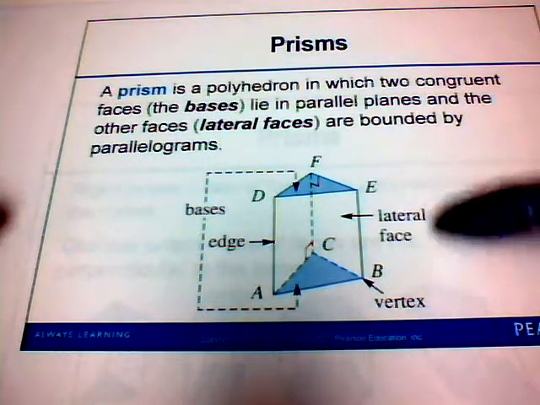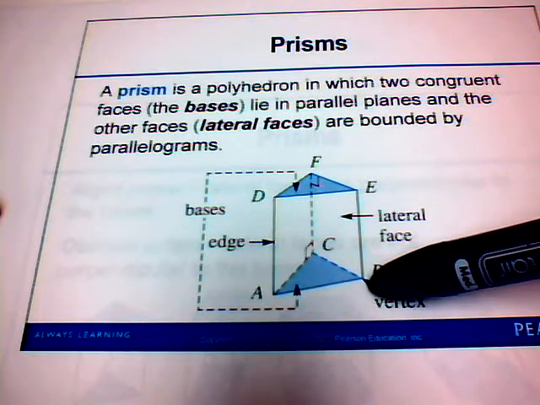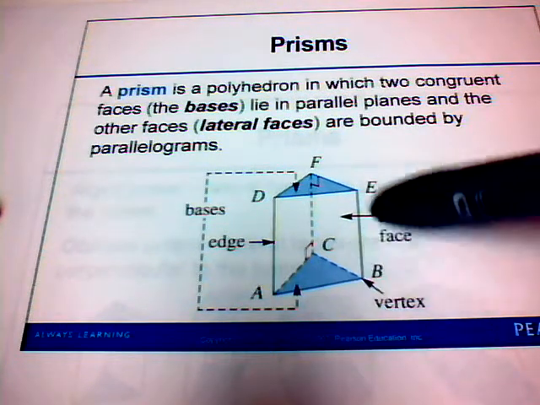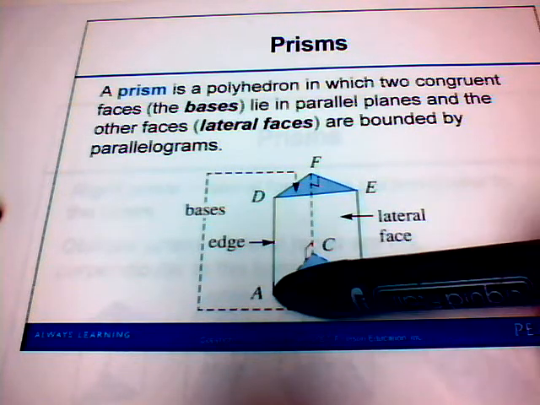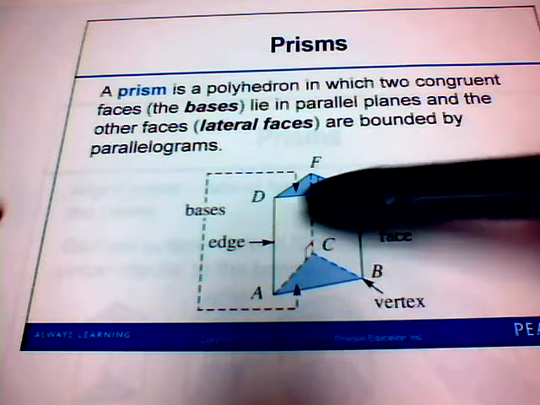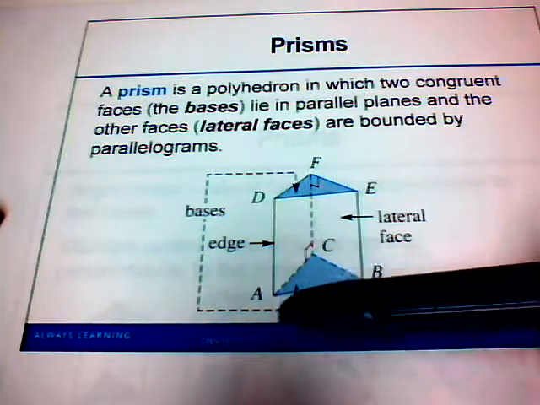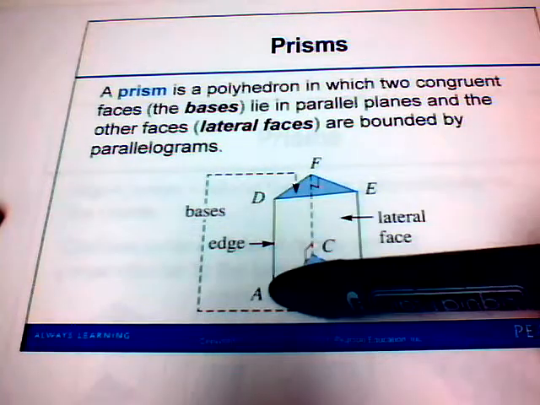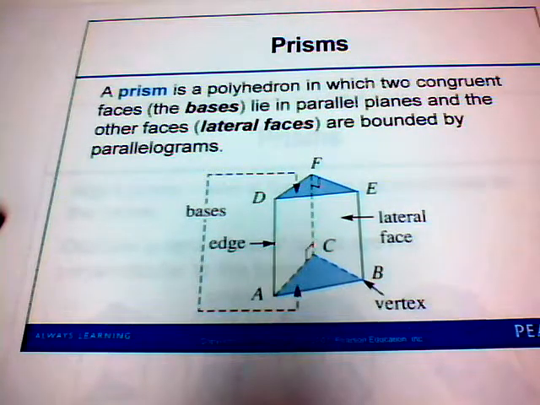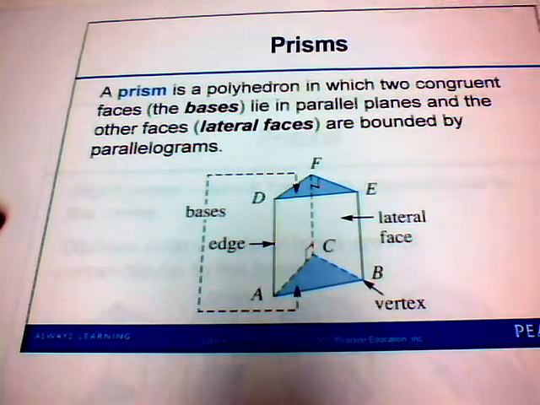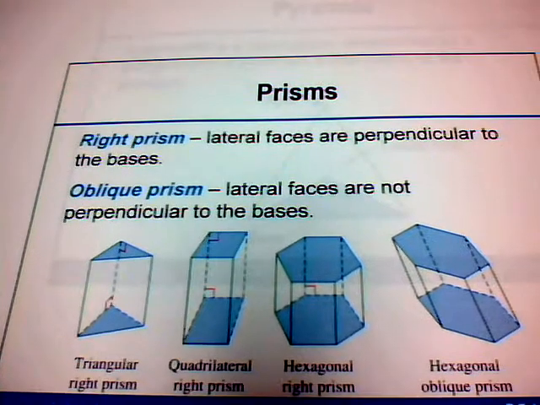Now again, this may be difficult to see from a 2-dimensional view. But in this case here, you do have 3 lateral faces. And you also have vertices. And then you have edges of that prism, like line segment AD is an edge. Also, line segment AB is another edge of that particular prism. And we do have a right prism and an oblique prism.